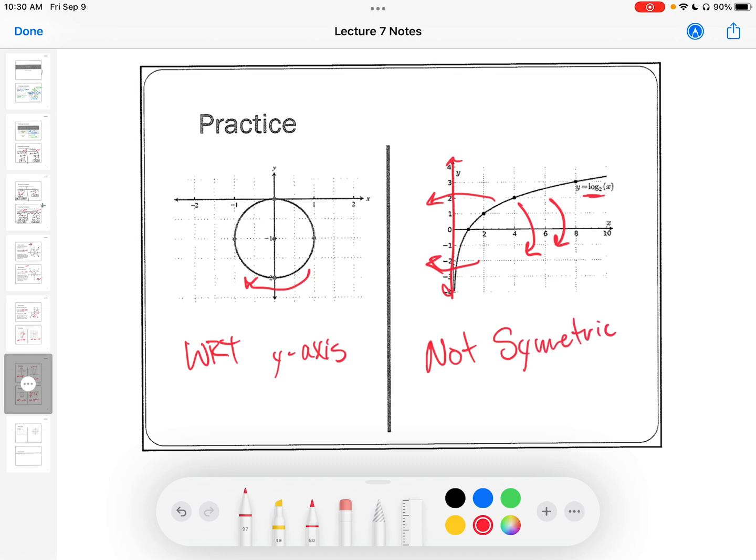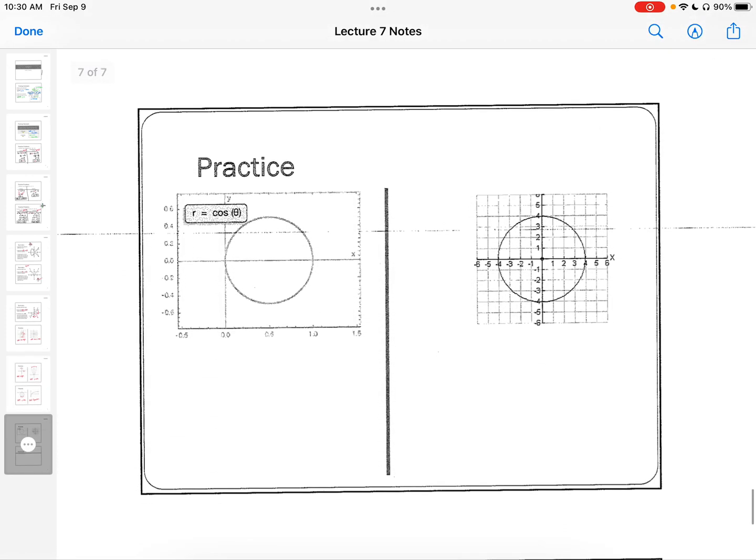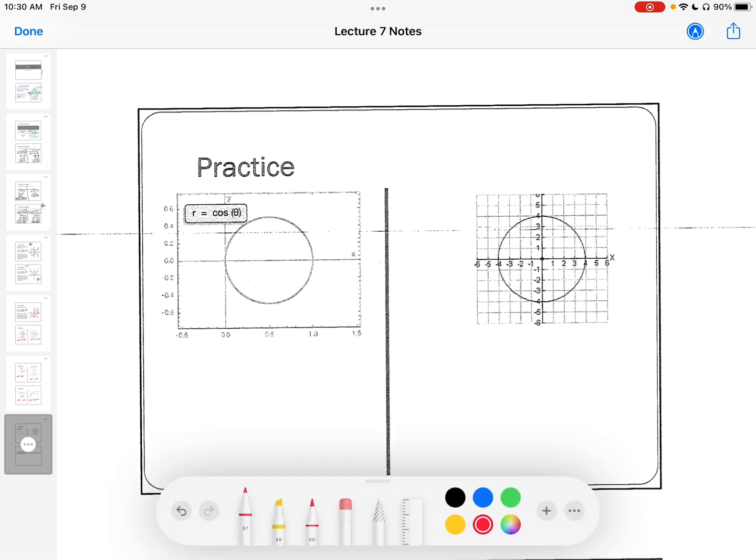And that is possible. Not all functions are symmetric. So this example here with our logarithm, not symmetric at all. There's no symmetry in that function. Two more here. We've got another circle. Notice where the x and y axis are. Here's your y. Here's your x. Okay, circle is not symmetric with the y as far as this goes. Not symmetric with the origin as far as this goes. But you could see if you had this piece up here and you flipped it down, it does match up. So this is symmetric with respect to the x-axis.